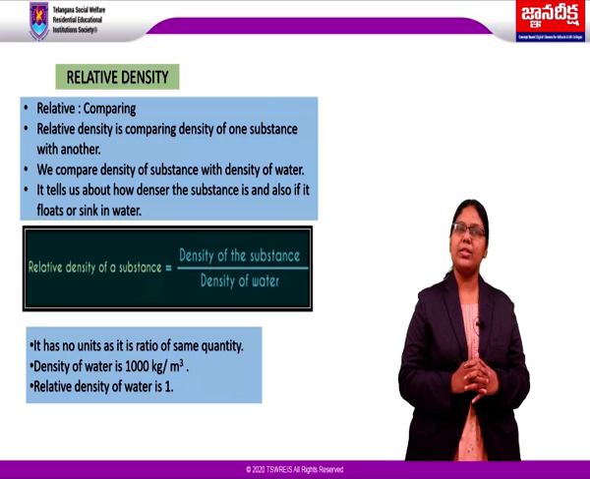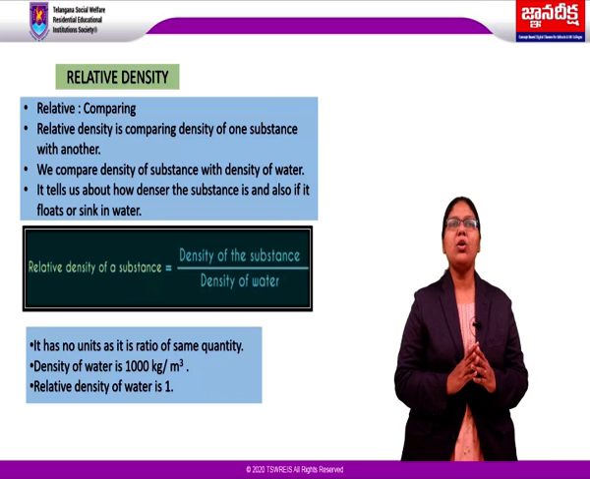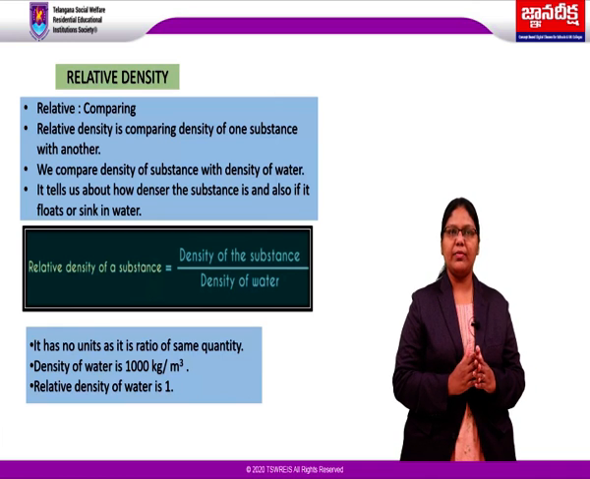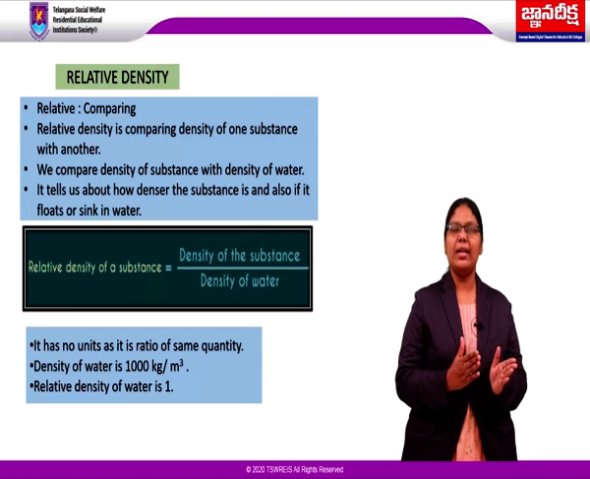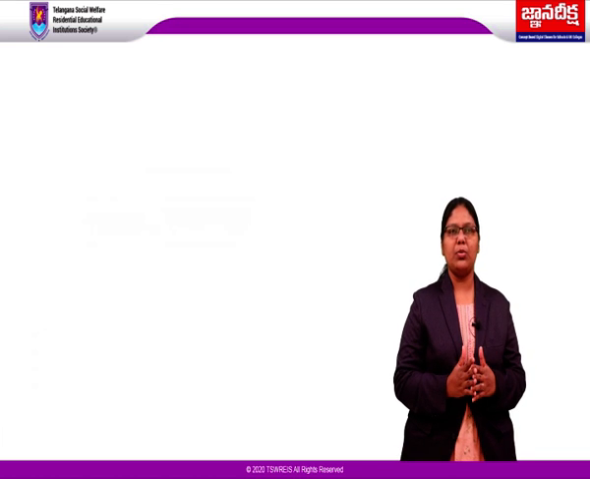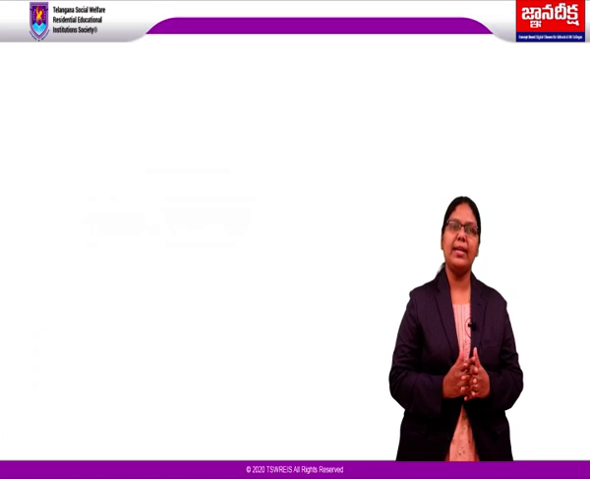Do you know what the density of water is? The density of water is 1000 kilograms per meter cube. So if you want to find out the relative density of water, we have to compare its density by the density of water. So it is simply the density of water by the density of water. So it is 1000 by 1000. So the relative density of water is 1.